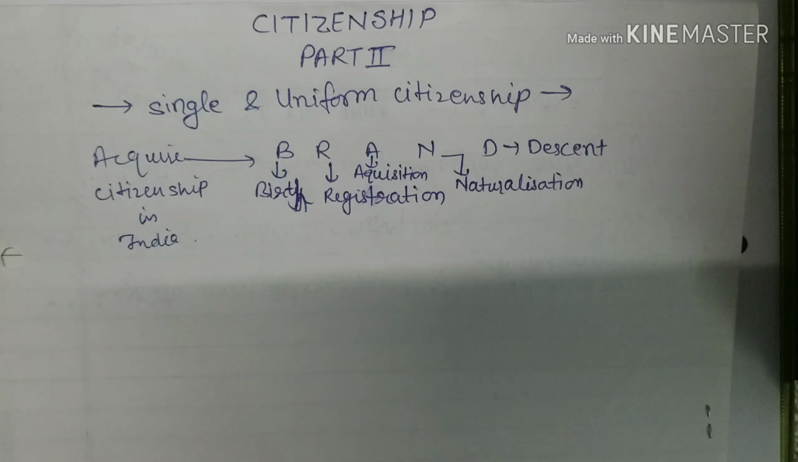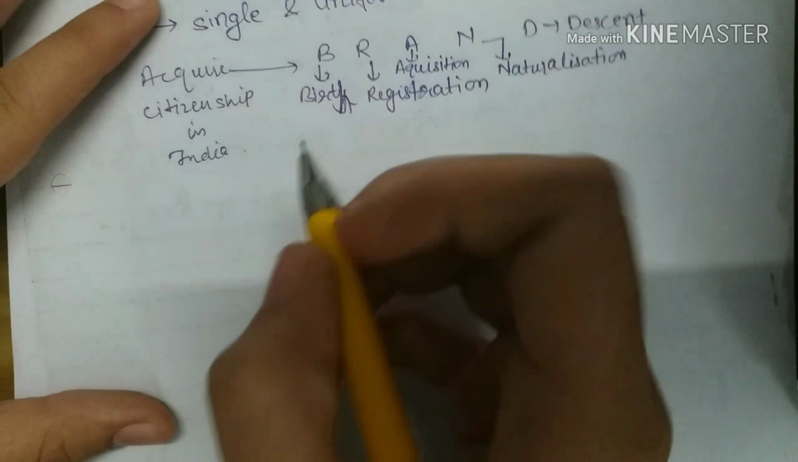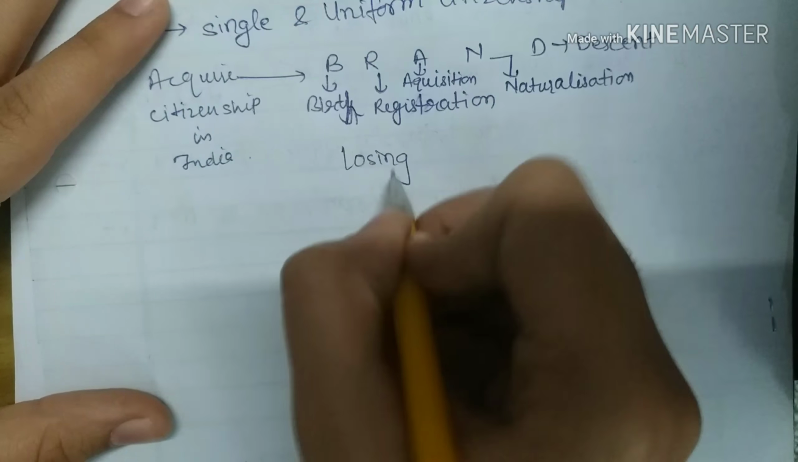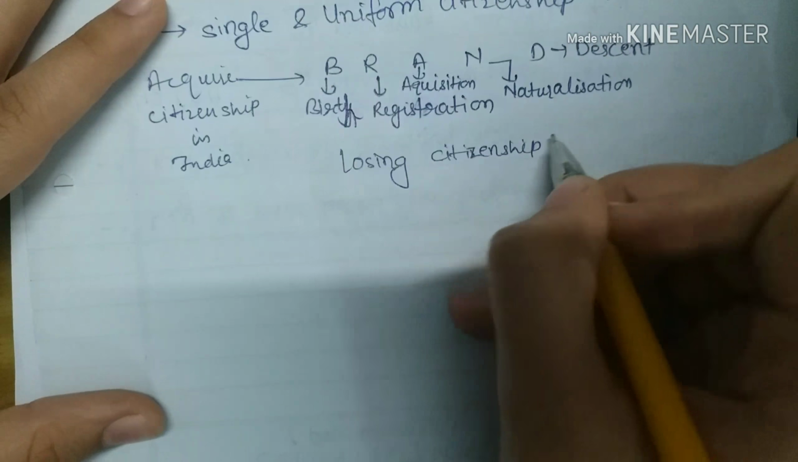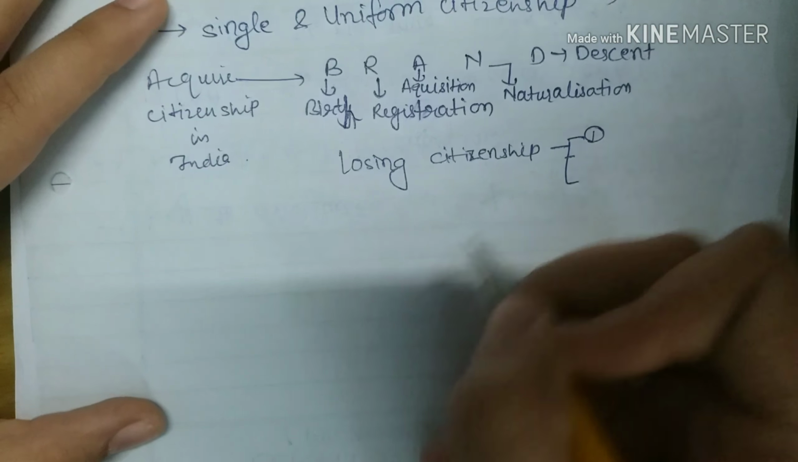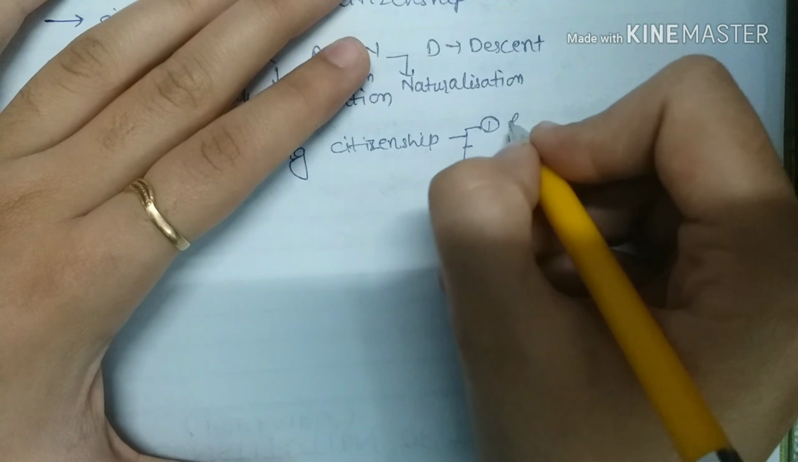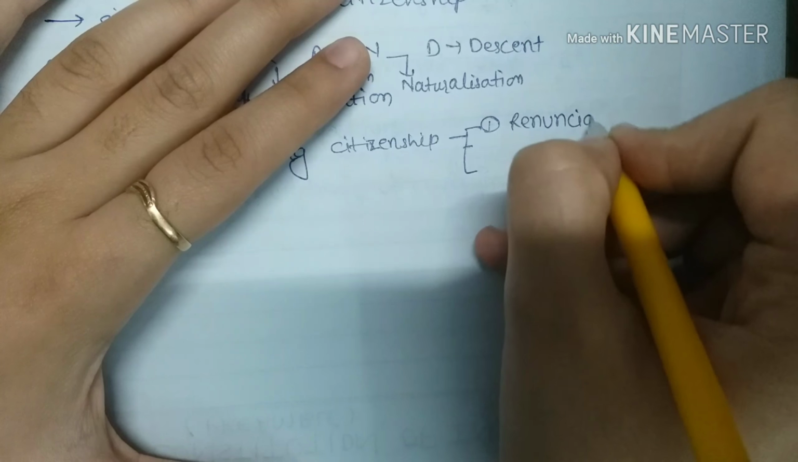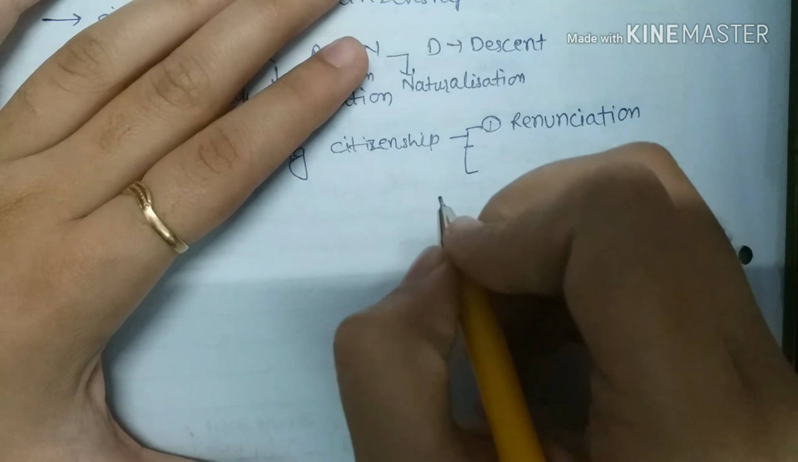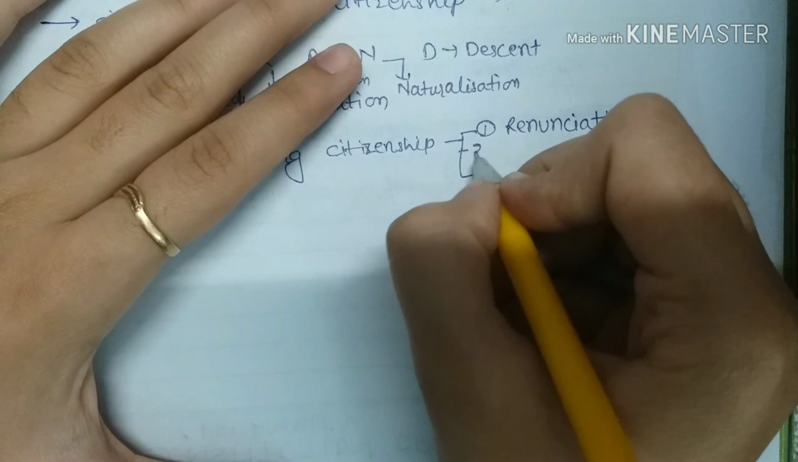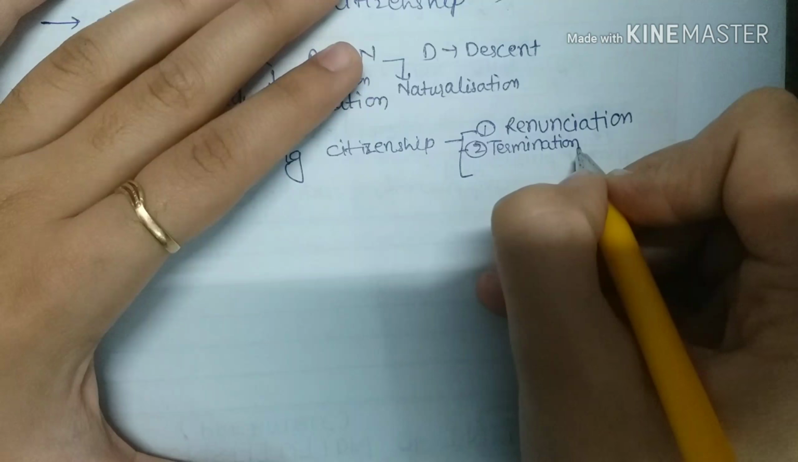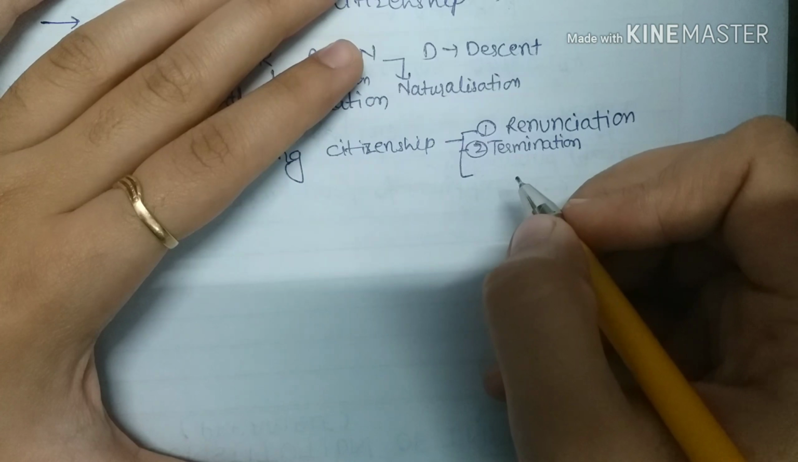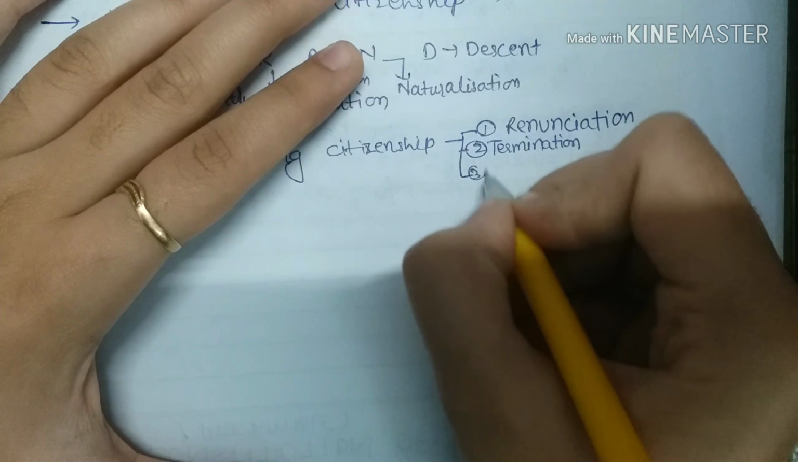Then, how can somebody lose the citizenship? There are 3 ways. First is by renunciation. Second is by termination of citizenship. And third is deprivation by government, or denaturalization.